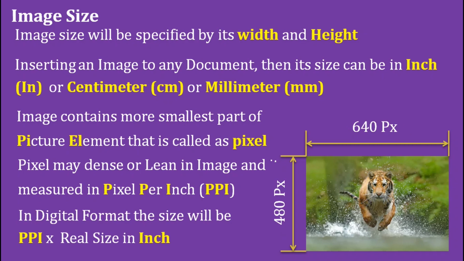In digital format, the size is pixels per inch times the real size in inches, which gives the image width and height in pixels. That same image is now converted to pixels. It is 640 pixels wide and 480 pixels high.